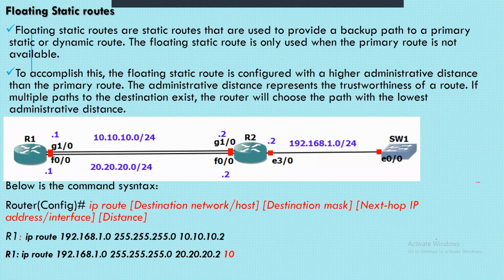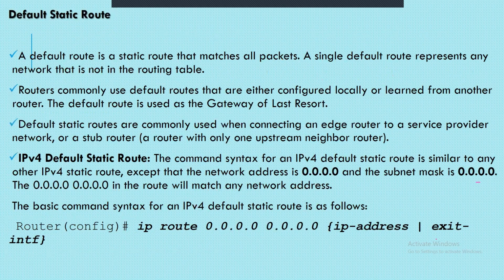Now let's move on to another concept, the default static route. A default route is a static route that matches all packets. A single default route represents any network that is not in the routing table. Routers commonly use default routes that are either configured locally or learned from another router. The default route is used as a gateway of last resort.